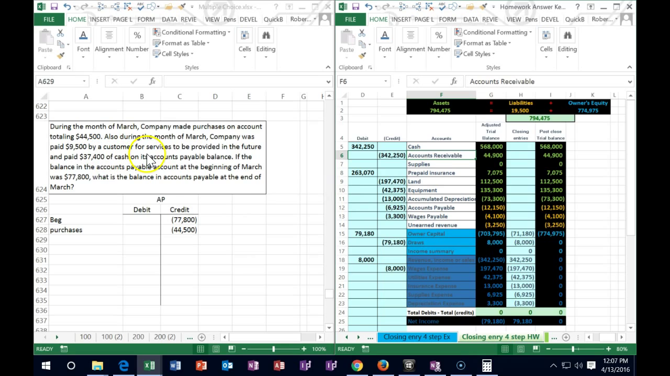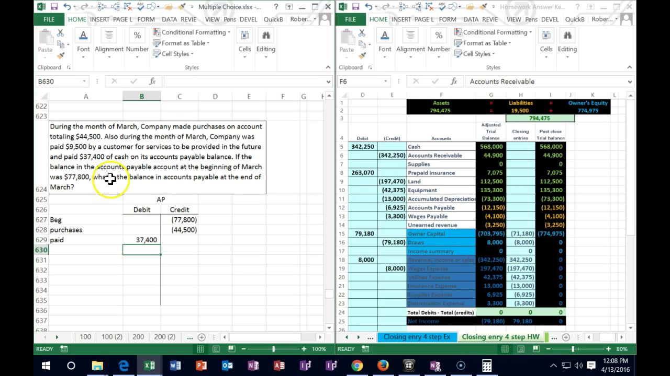Then we paid apparently 37.4 of cash on its accounts payable. So this is what we paid down, kind of like the part of us that's paying down our credit card. That's how you think of it. Accounts payable has a credit. We paid it, so cash would be going down, so we would credit cash. Then we would debit the payable, making it go down, because it has a credit balance. Because it's a payable, a liability, it's going to go down. So we're going to say that that's going to be 37.4.